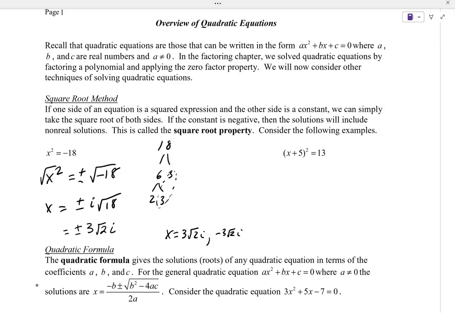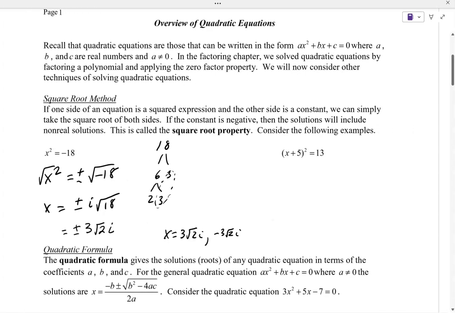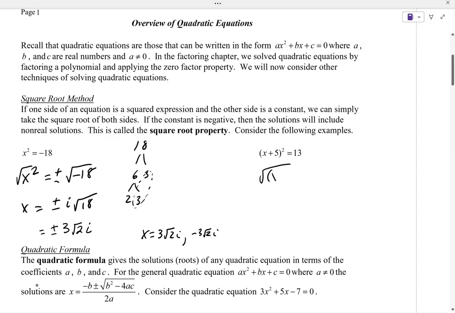Okay. All right. So now let's do the same thing for the next one. I have x plus 5, the whole thing squared. So your first step would be to do what to both sides? Square root, good. Because again, that square root undoes the squaring.